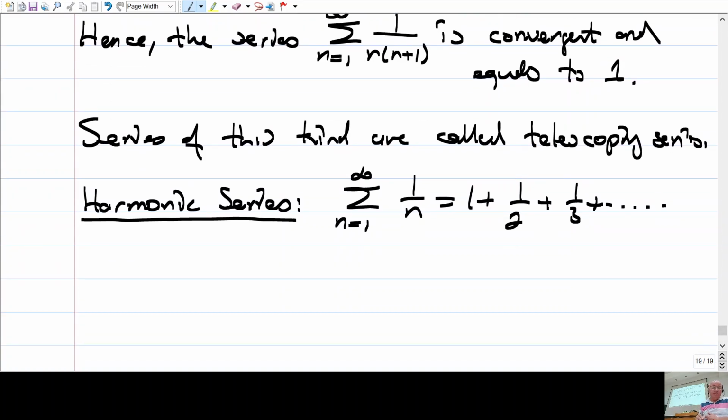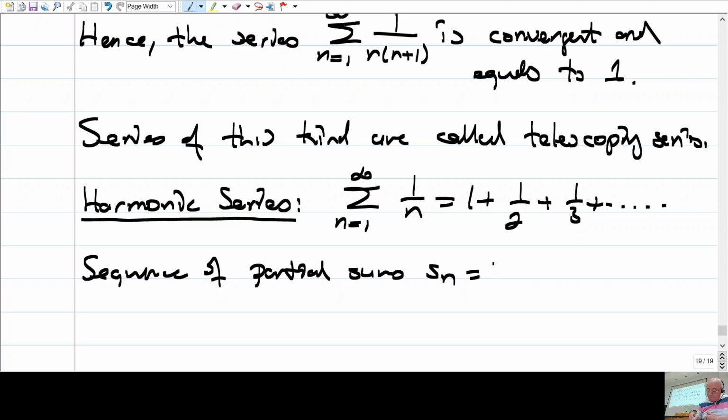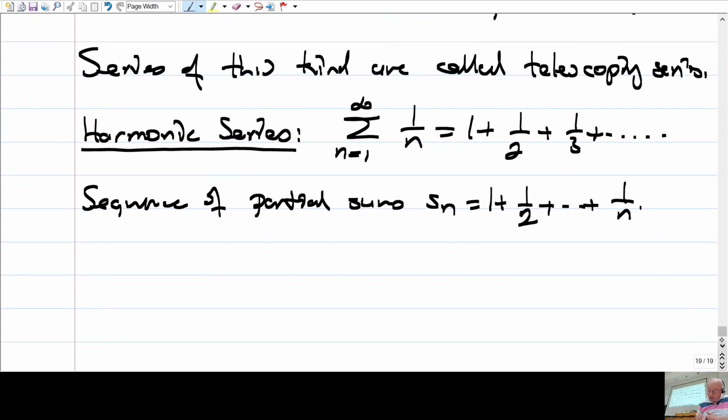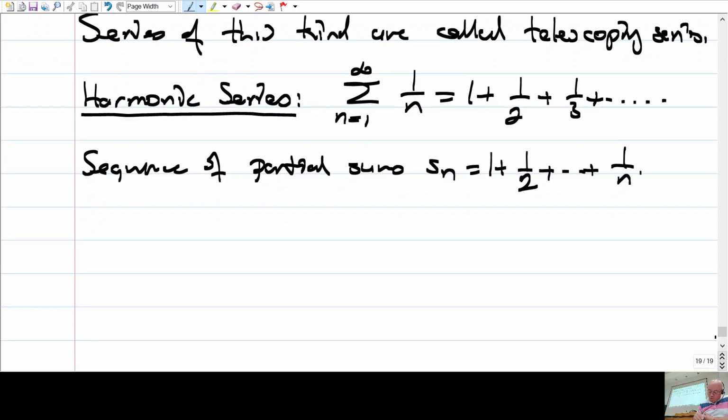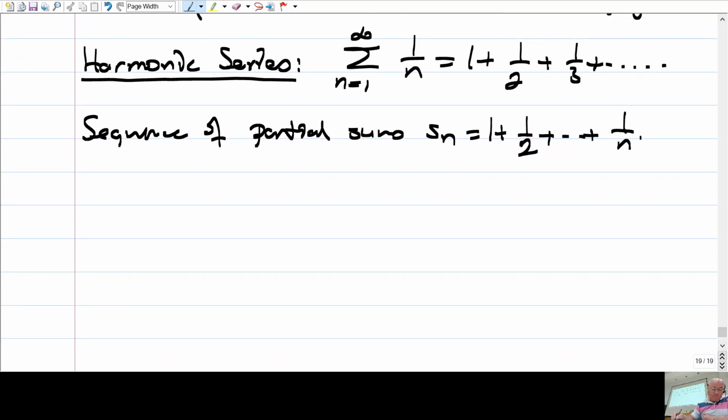Okay. What about this one? Is this convergent or divergent? We have to look at the sequence of partial sums, Sn. What is this? 1 plus 1 over 2 up to 1 over n. And I wonder whether this limit exists or not. Here we use a geometric idea, namely the following.